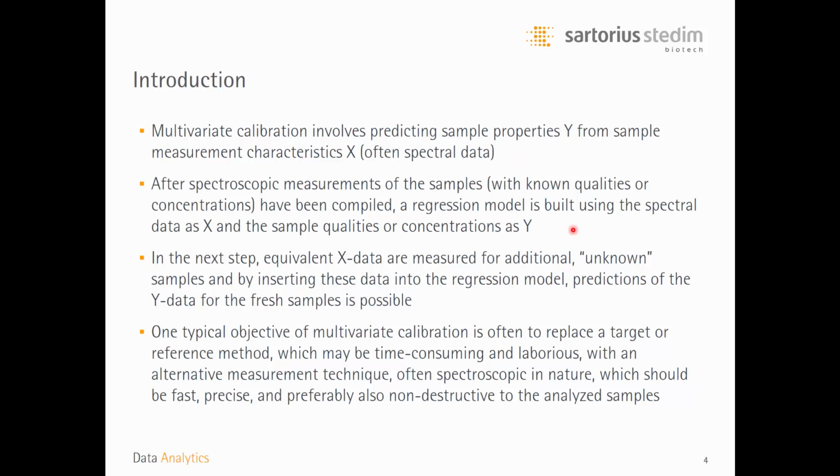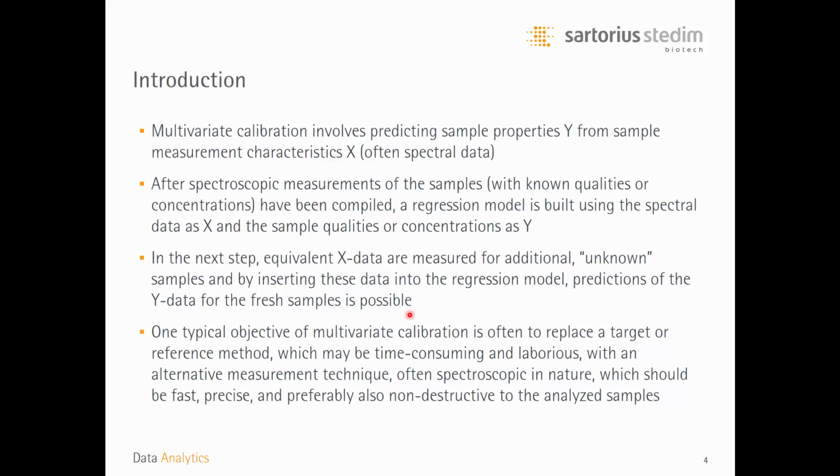After spectroscopic measurements of the samples with known qualities or concentrations have been compiled, you're calculating a regression model between the spectral data as the X block and the sample qualities or concentrations or other properties as the Y data. And then in the next step, the idea is to make use of this regression model, and you are then measuring equivalent spectral data for additional samples. You can call them unknown, and you are then inserting these additional spectral data into the regression model and calculating predictions of the Y data for these fresh samples.